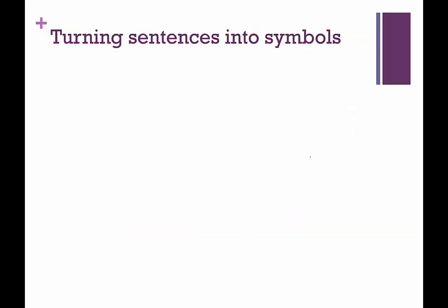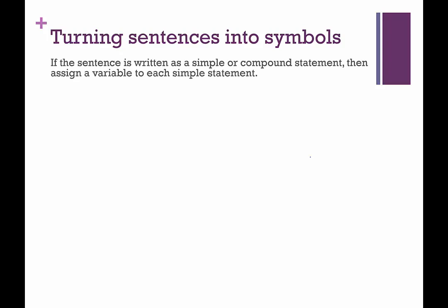Okay, let's get started. First, what we have to do is take the English sentences and turn them into symbols. We've done this before where we've practiced using the conjunction, the disjunction, the conditional, the negation. We have our simple sentences. So we want to make sure that we assign a variable to each simple statement, and then we will go from there to construct the compound statements.